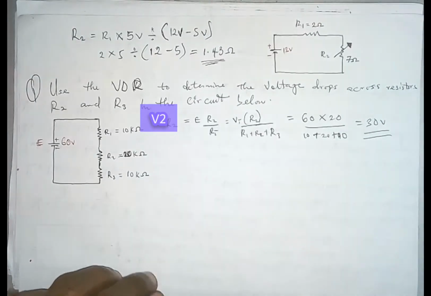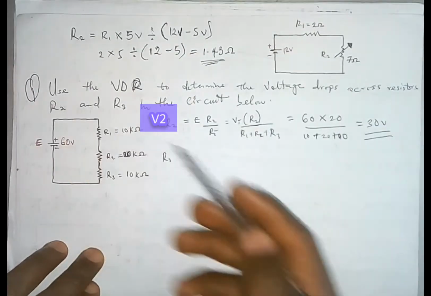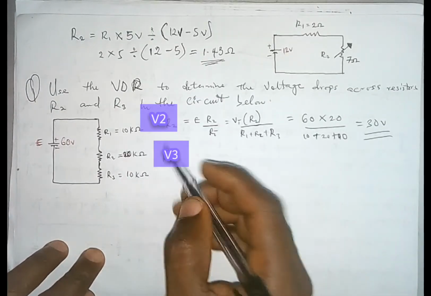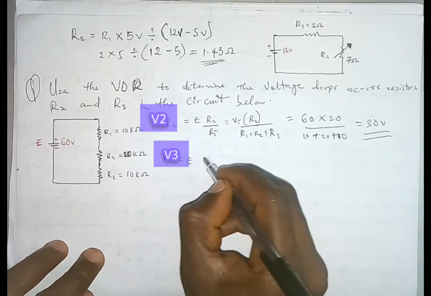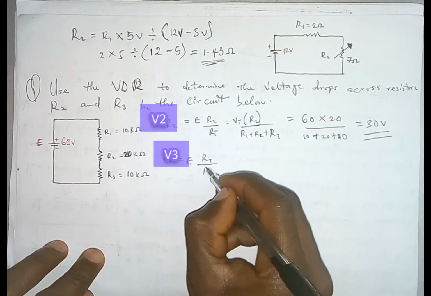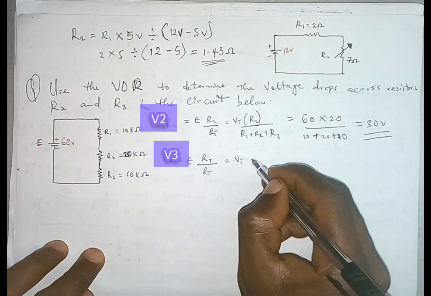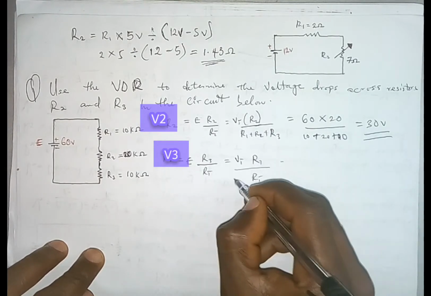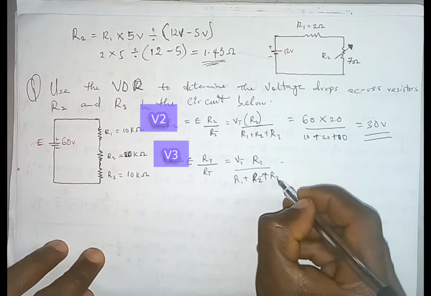So we can cross check, please. Another thing, we are going to calculate R3 as well. If we calculate R3 using the VDR, we are going to use the same formula, which is E, because of the voltage of what we are looking for, the resistor of what we are looking for, RT, which is the same thing as VT, the supply voltage, times the R3 over RT. Sorry, the RT can be R1 plus R2 plus R3. See, the same thing.